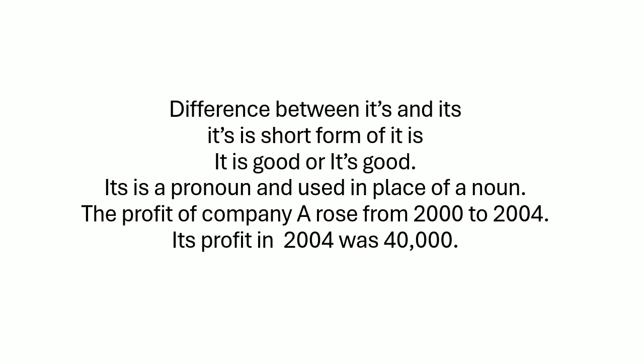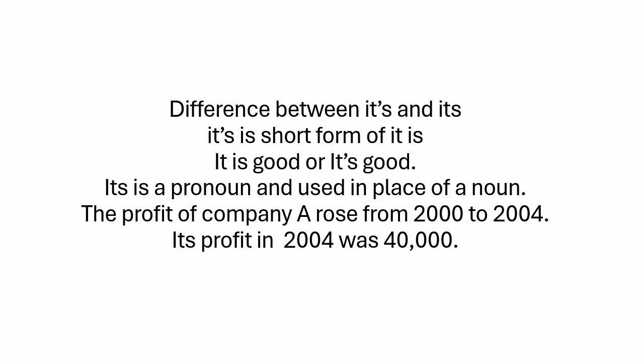The profit of company A rose from 2000 to 2004. Its profit in 2004 was 40,000. So the noun is company. For company we have used its. For example, I have a dog. Its name is Bozo. We could have also written the company's profit in 2004 was 40,000. For company we have used its.